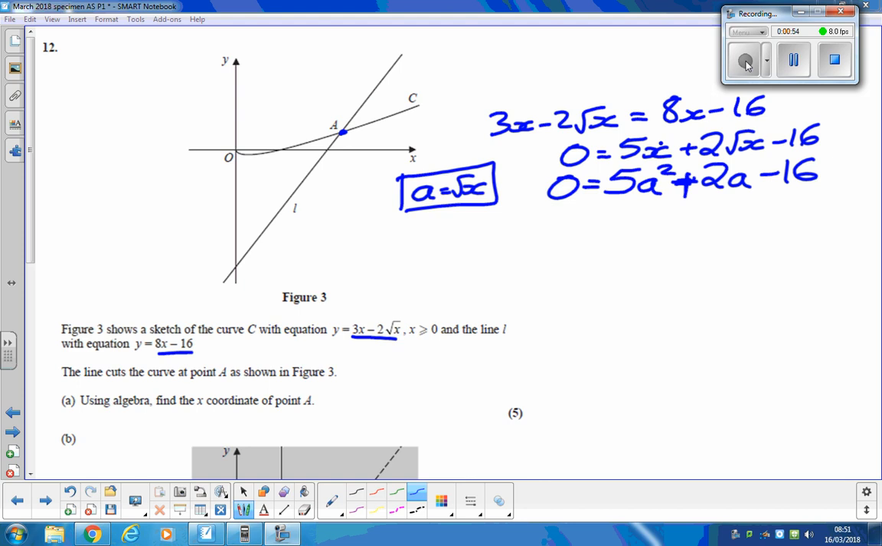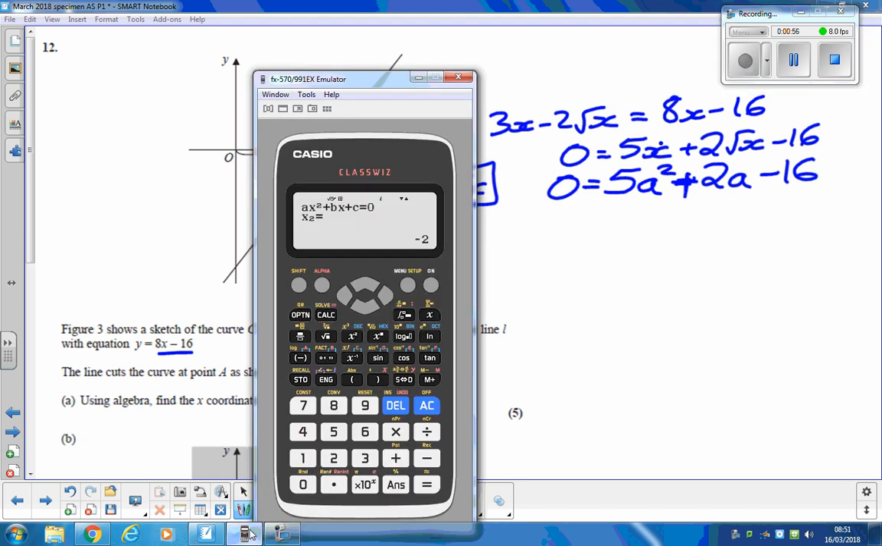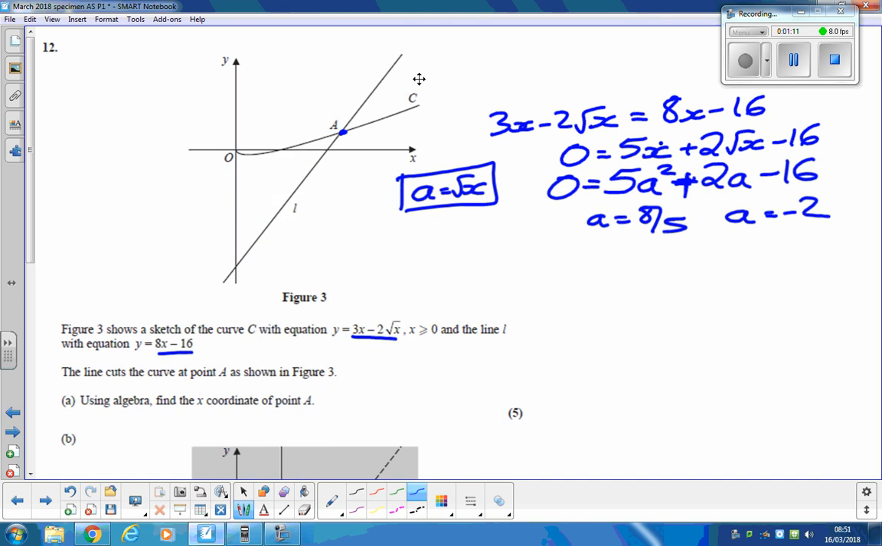We can solve that on our calculator. Solving that on our calculator, with 5, 2 and minus 16, gives me that one answer for a is 8/5, and the other answer for a is minus 2. Now since a is the square root of x, that means x is 64 over 25, or x is 4, and we've squared it and taken the negative part of it.